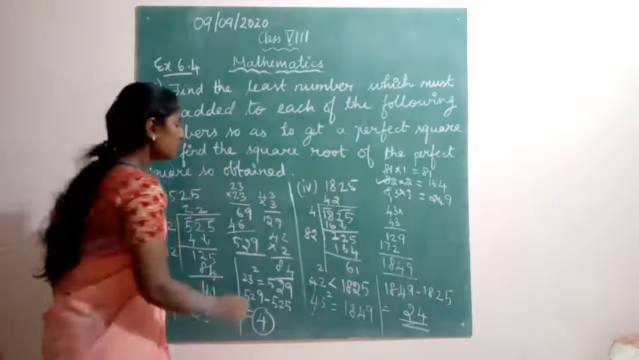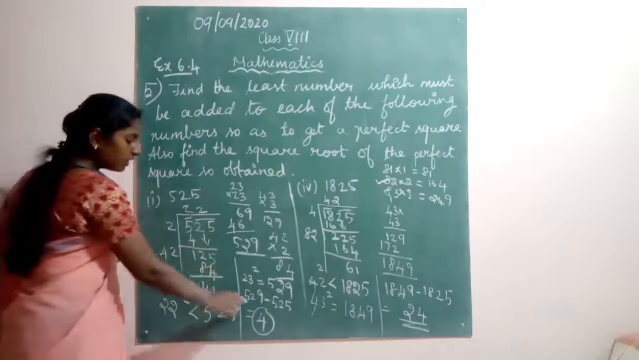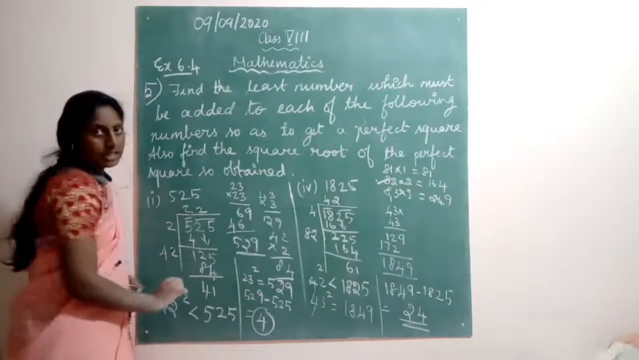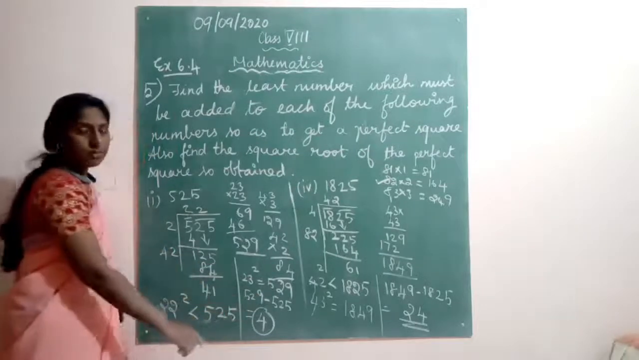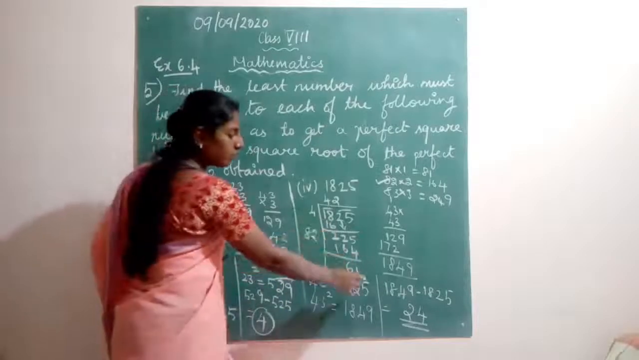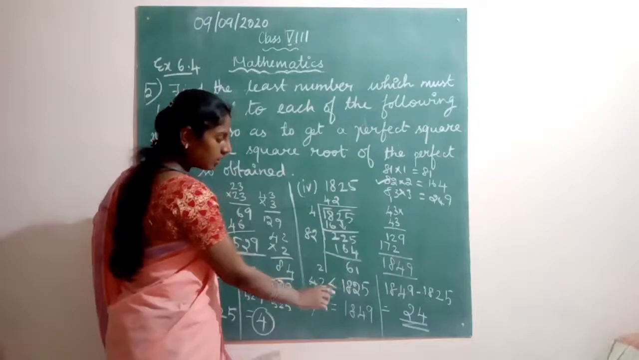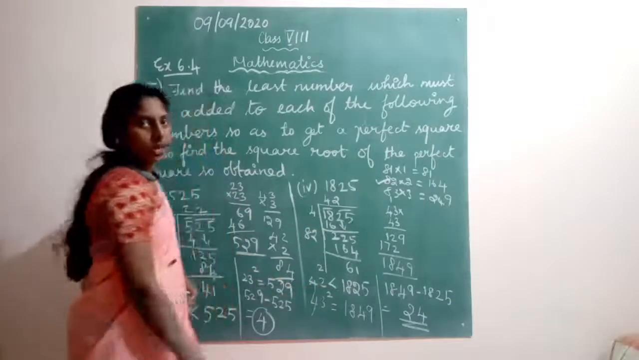Here you will write: 4 should be added and the square root of 529 is 23. That is the conclusion. Then for this question, 24 should be added and the square root of 1849 is 43. Is it clear?